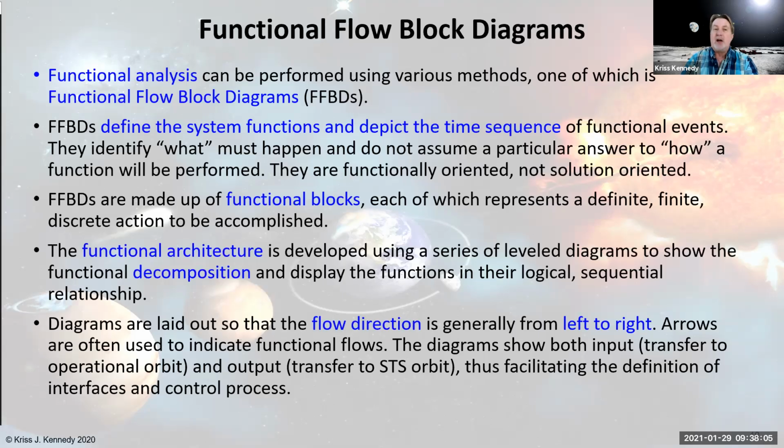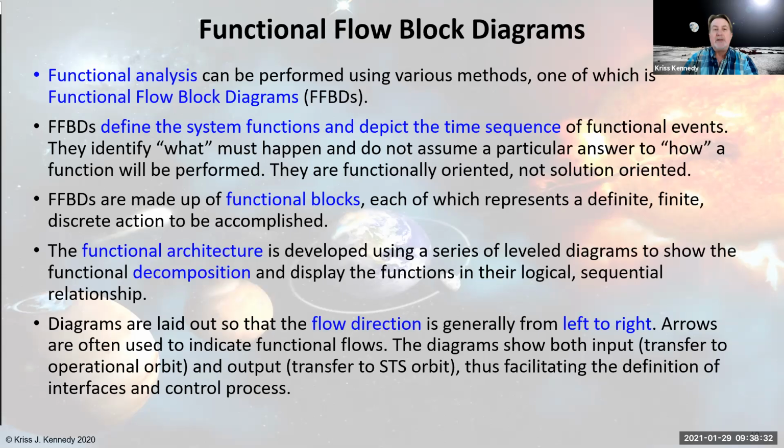So as part of the DRM, as you walk through the mission profile and scenario and the mission modes, you can then begin to have this functional flow block diagram of what must happen, and do not assume a particular answer to how necessarily at this point. So it's what, not how at this point. The how is in the performance requirements, and they are functionally oriented, not solution oriented.